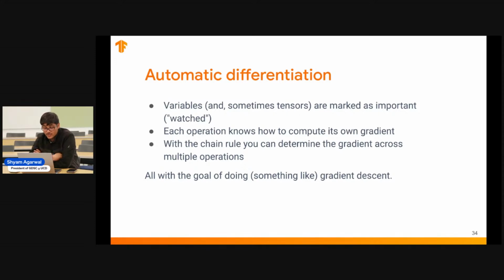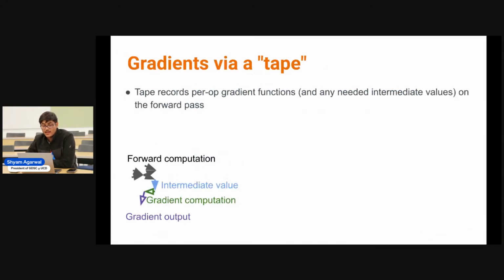Each operation knows how to compute its own gradient with the chain rule, which is also called backpropagation, which is the idea that you don't have to compute everything again. You can actually use some of the things that you computed already, cache them and use them later. You can determine the gradient across multiple operations, all with the goal of doing something like gradient descent. But how can TensorFlow keep track of the gradients across multiple operations, right? So as we do math along a network, a tape records per operation gradient functions, and that's why it's called gradient tape, and any needed intermediate variables on the forward pass.